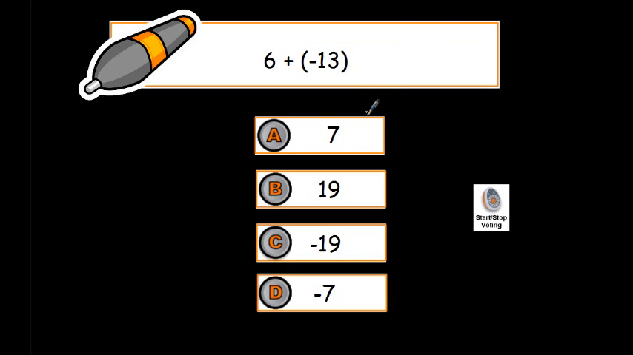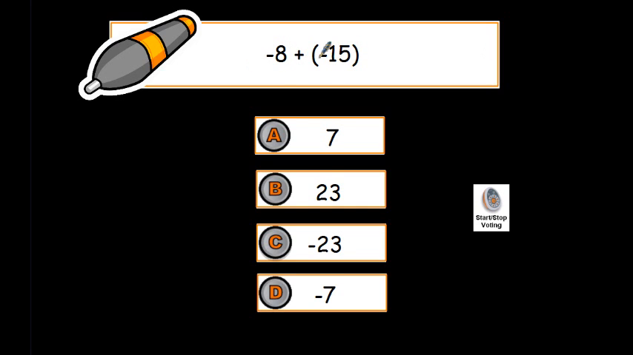Alright, so on all these you should pause it and then come back when you're ready. So I'm going to go ahead and do this one. So this says 6 plus negative 13, different signs. So 13 minus 6 is 7. And I had 6 positives and 13 negatives, so I had more negatives. So we go negative 7.